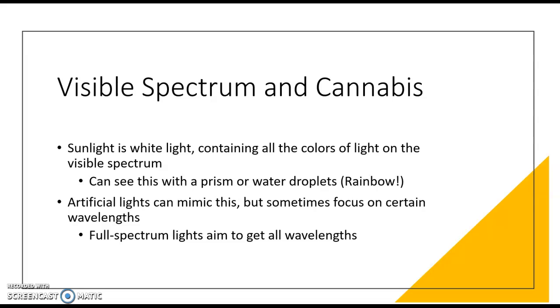Artificial lights can mimic this, but sometimes focus on certain wavelengths. Full spectrum lights, however, aim to get all the wavelengths of visible light. So you might see that on packaging, full spectrum lights. Any good light that you get will have multiple parts of the spectrum.